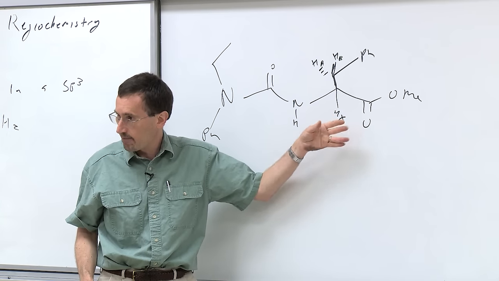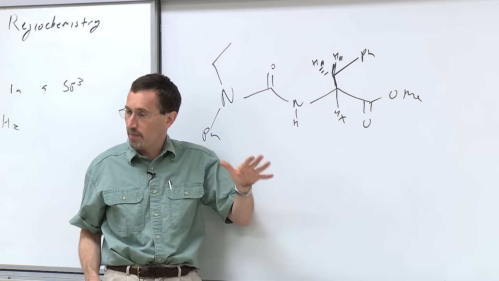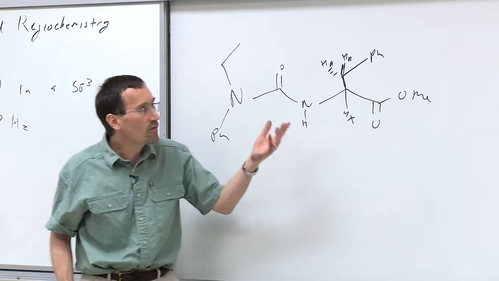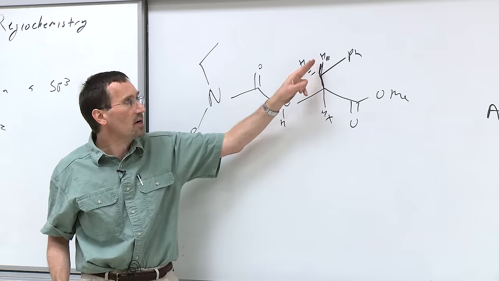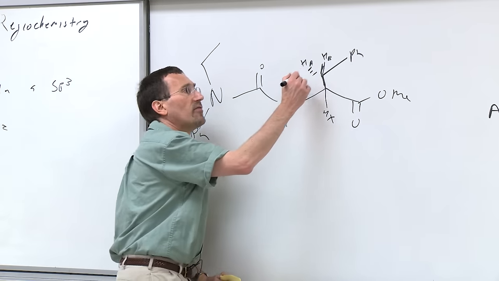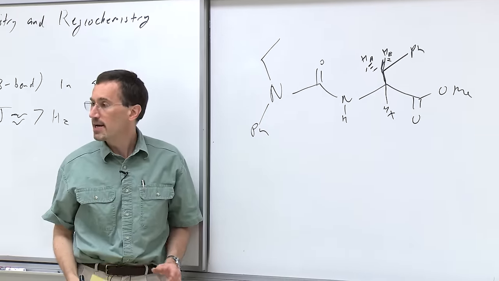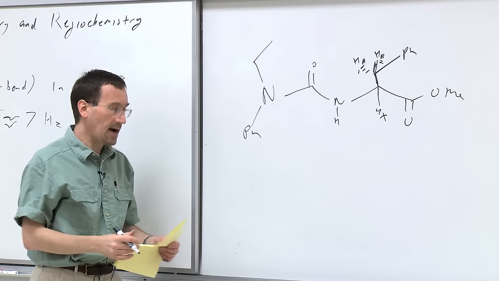That's a vicinal coupling. Might be a little bit more, a little bit less, depending on the conformation, maybe 6 hertz for one and 8 hertz for the other. But the coupling of proton A to proton B, that's a two-bond coupling.